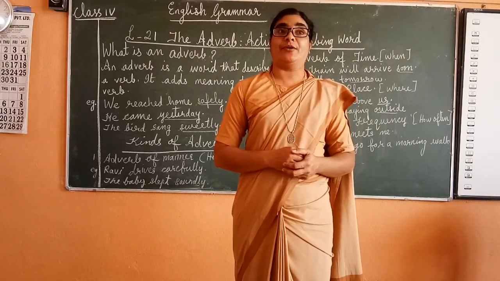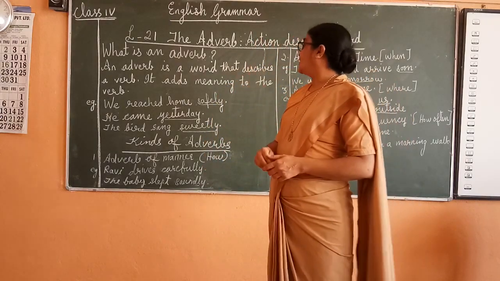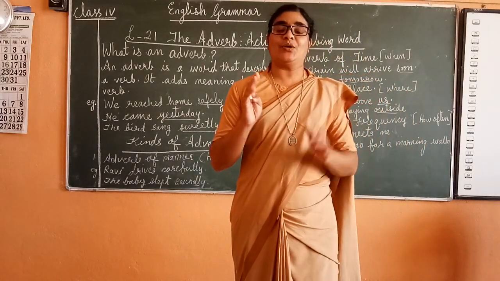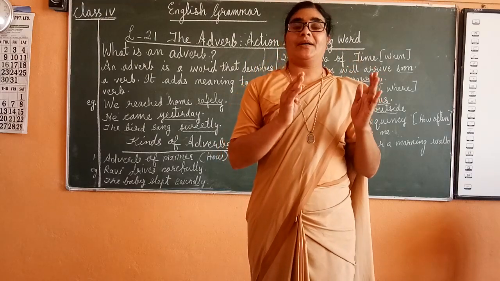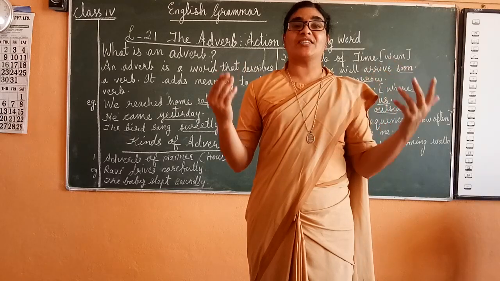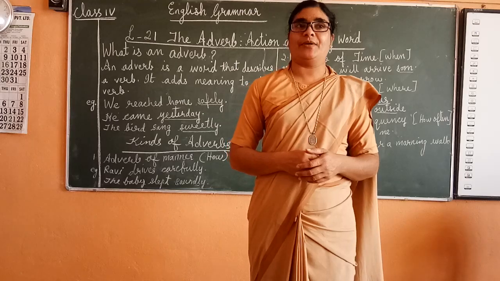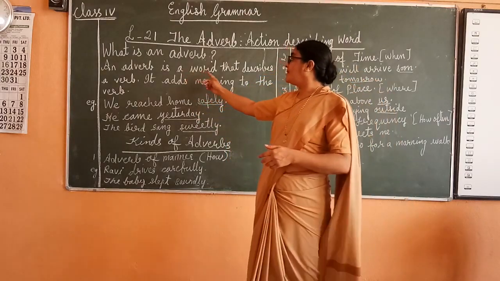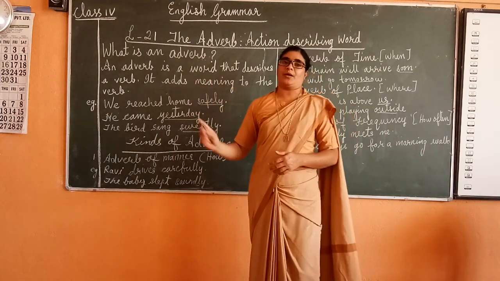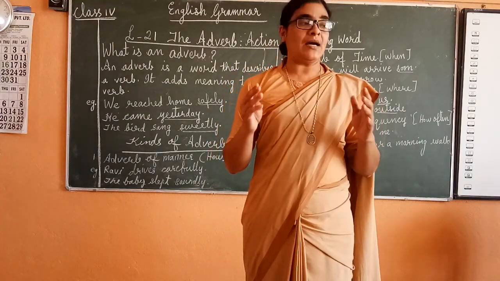Here we have the adverb. An adverb is a word that describes a verb. Only that, no? It describes a verb. It gives more meaning to the verb. The action of the verb is given more meaning. So that becomes the adverb. So once again, an adverb is a word that describes a verb. It adds meaning to the verb. Most of the time it gives more meaning to the verb in the sentence.